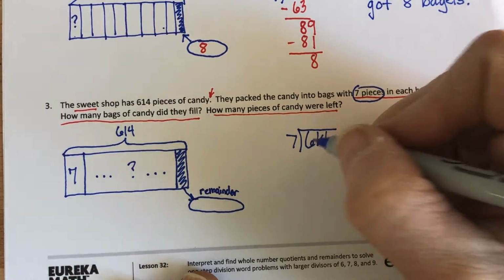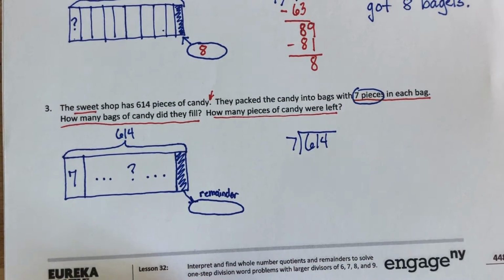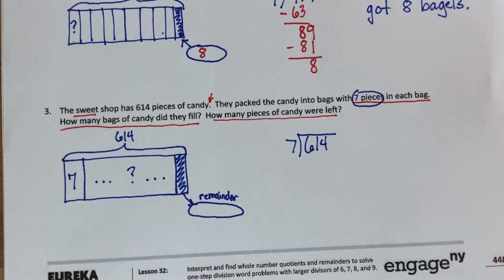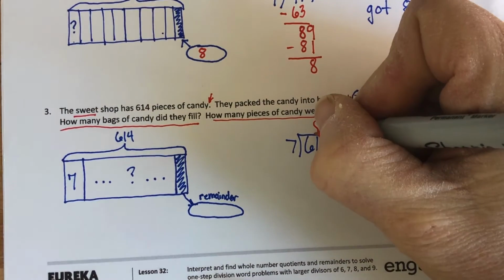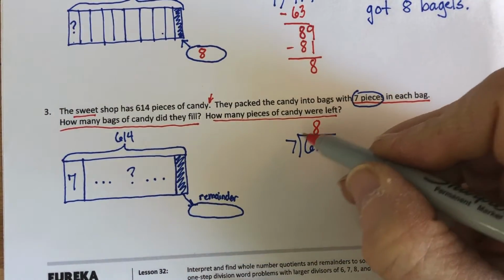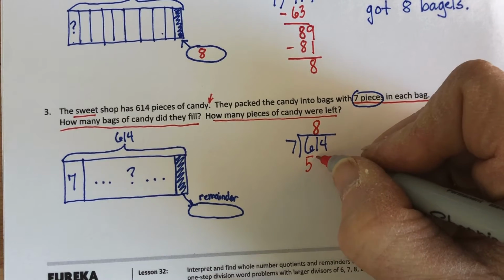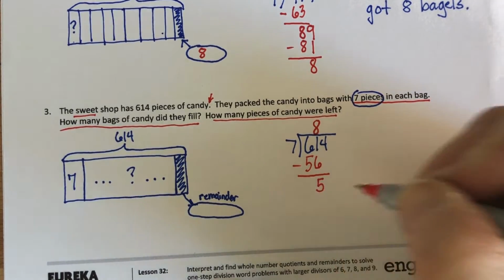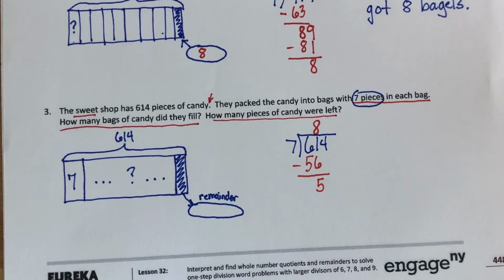So 7 fits into 6? Well, it doesn't. So 7 fits into 61. How many times? Okay. I know 7 times 9 is 63, and that's too much. So I'm going to go one less than 9. How about 8? 7 times 8. Yeah, that's going to be it. So I'm going to put down my 8 here. 8 times 7 is 56. And I subtract that, I get 5. Good.